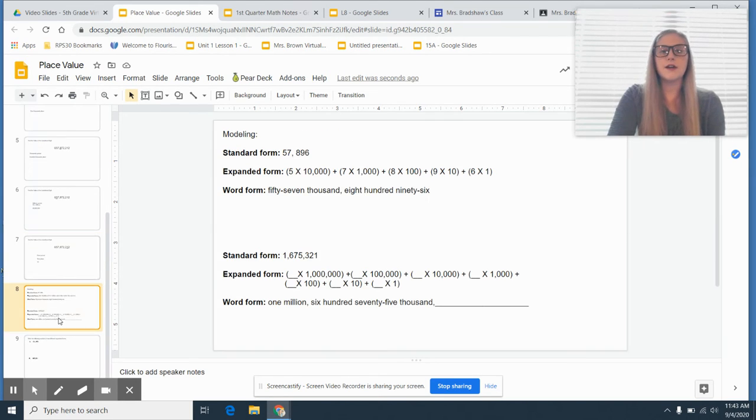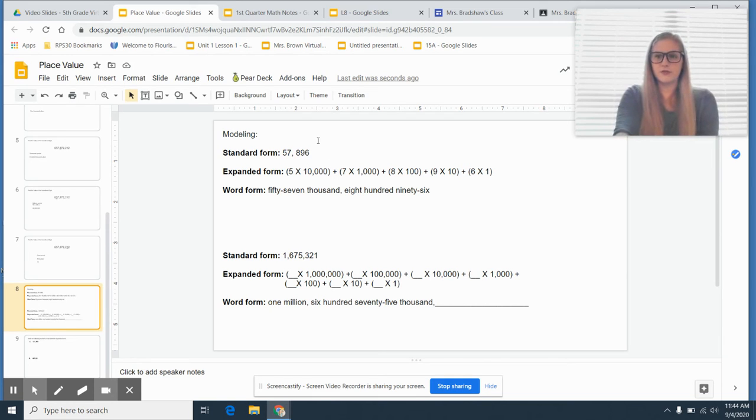All right. So for the next part of our learning goal, we have to write the number in 3 different ways. So standard form is the number written just like we normally would write it out with commas in between. So standard form of the number 57,896 would look like this.